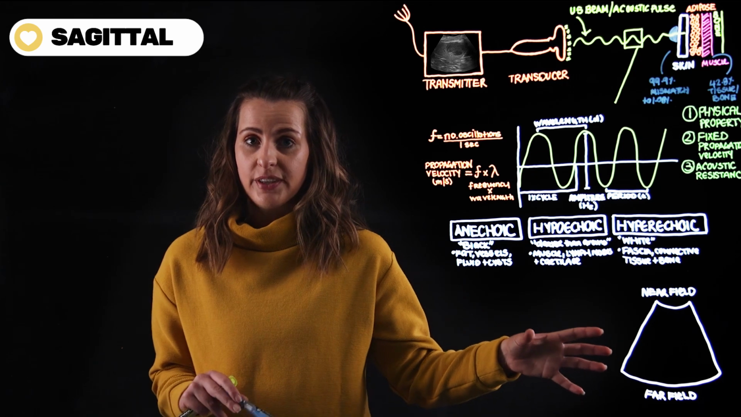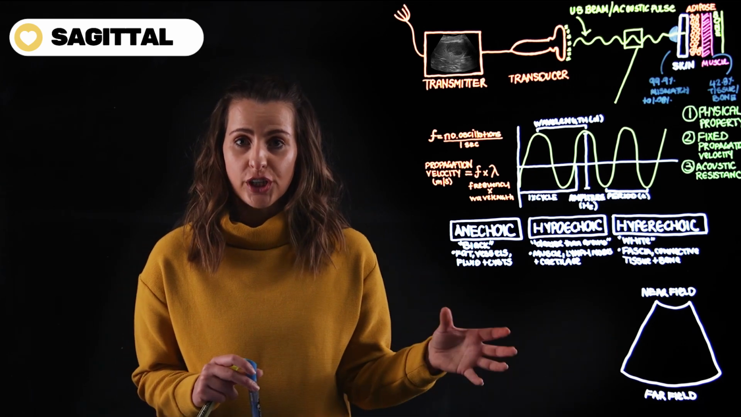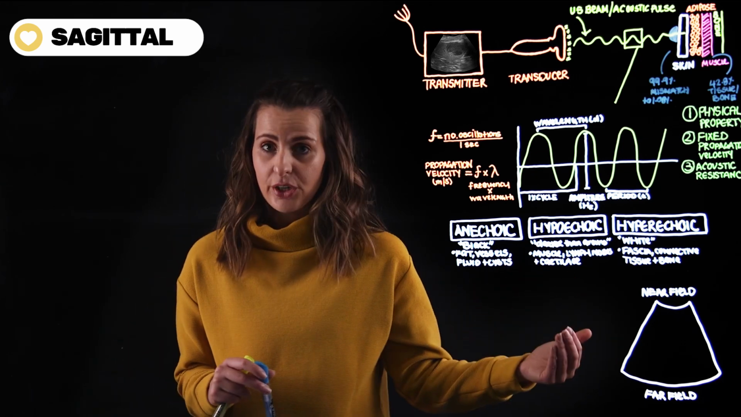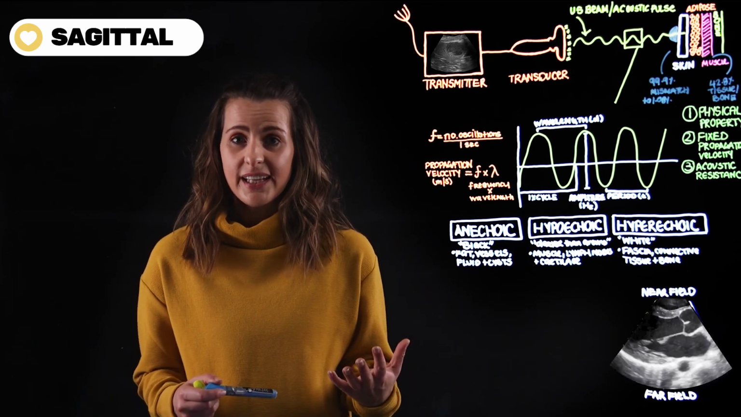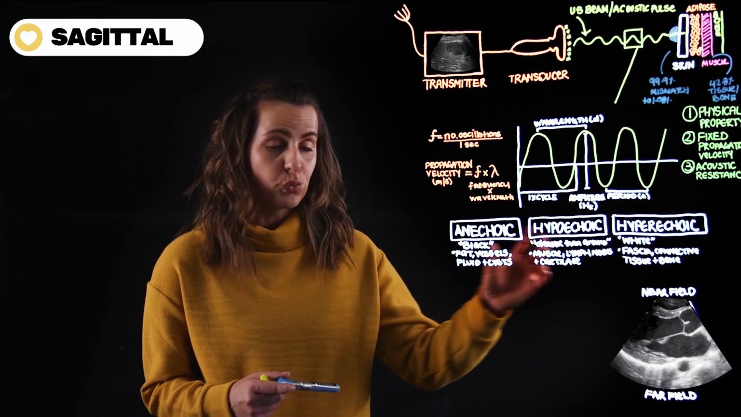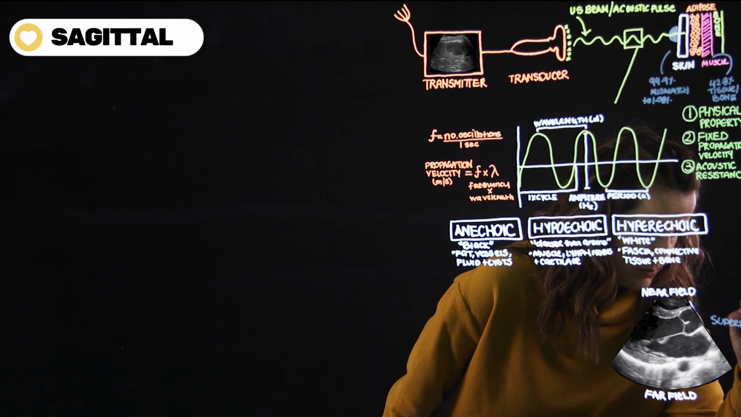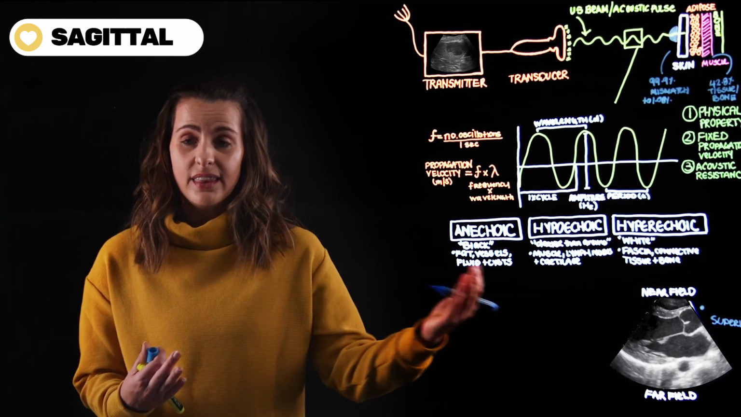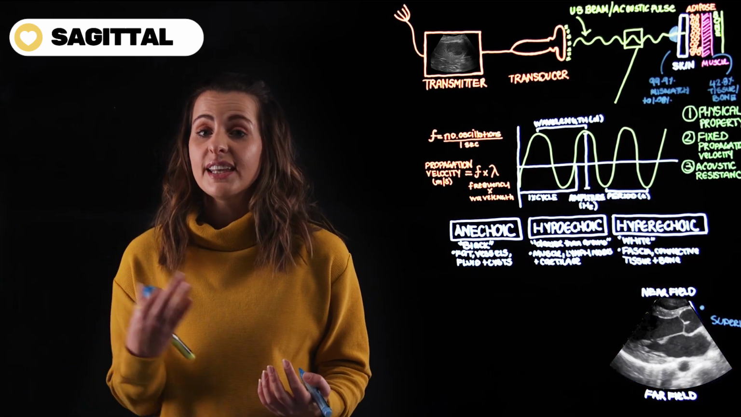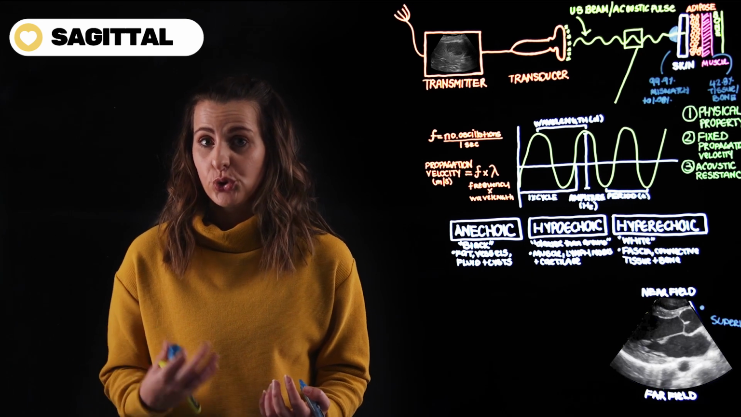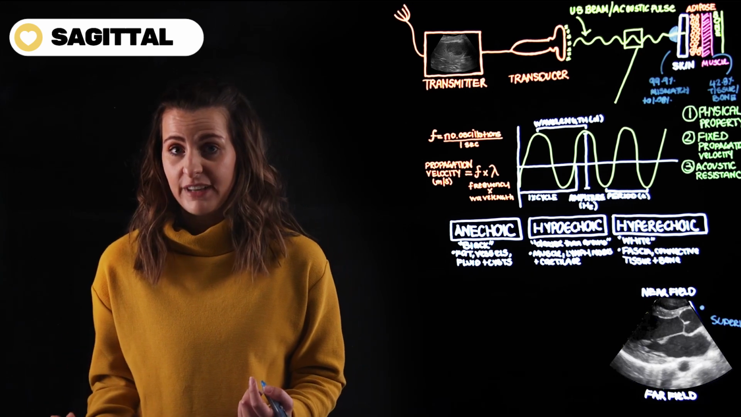So on the image then, the side with the dot will then represent the superior or cephalic side of the heart. In this case, it's going to be located on the right side of the screen or image, which means that the left side then represents the inferior side of the image or the heart and is more towards the feet of the patient.